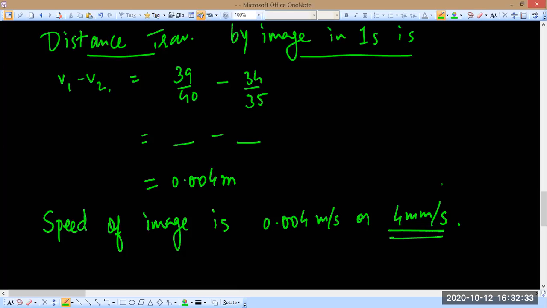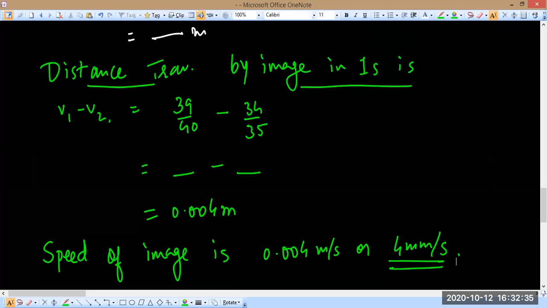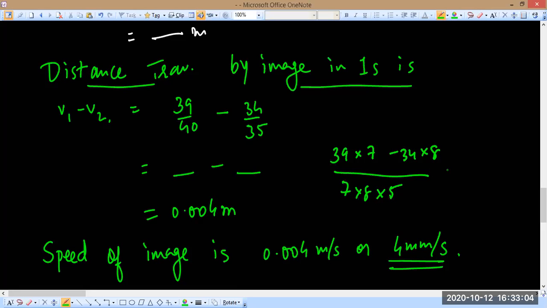The answer has come. Okay, let's check the book's answer, confirm what comes in the book. They have written 1/280. Okay, I thought they would have done it in decimal. 1/280 comes. 39 into 7 minus 34 into 8 divided by 40, and we take the LCM of this, so it's going to be 7 into 8 into 5. Is this what all of you get?